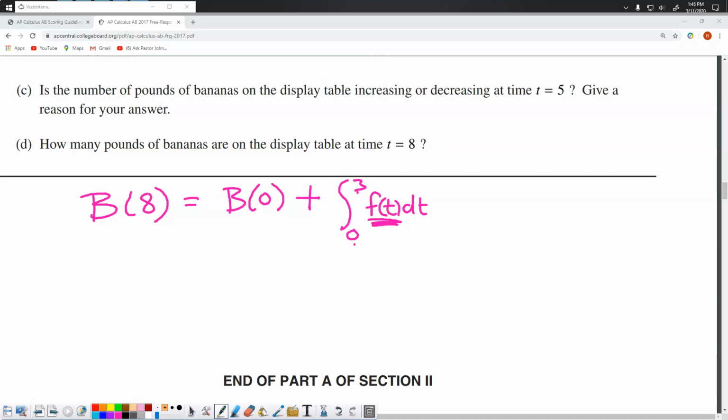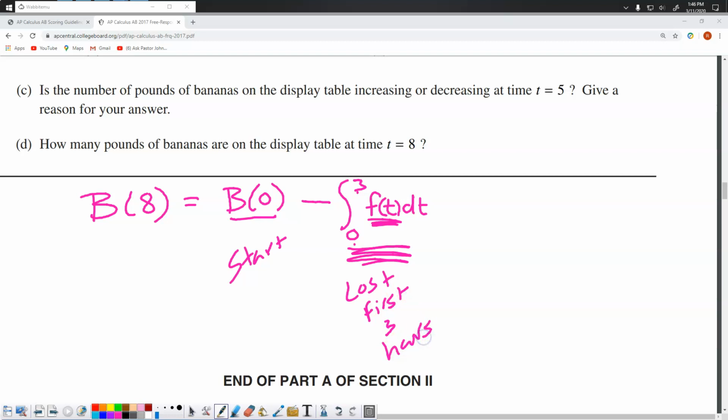So this is the number of bananas that are on the shelf already, and this is the number of bananas that are being removed. So actually, I should have put a minus because we are losing those bananas, right? This represents how many pounds of bananas will be lost in that first 3 hours. So we have our starting amount of bananas. Then we have this amount here, which represents that which was lost in the first 3 hours. Now on your FRQ, you wouldn't need to write these things that I'm writing here, but I'm just explaining things.